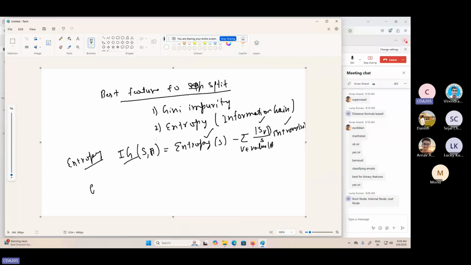And the Gini index, whenever we are talking about the Gini index, it is 1 minus the summation from i equal to 1 to C of p_i squared. This is the Gini index basis.